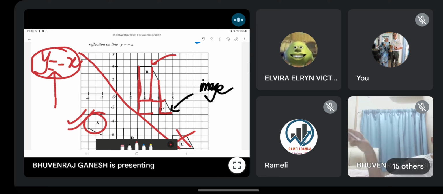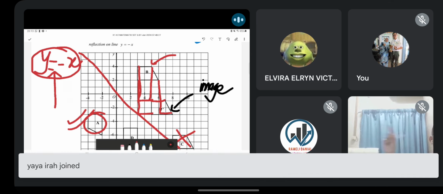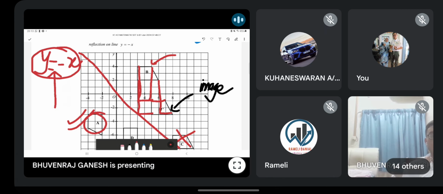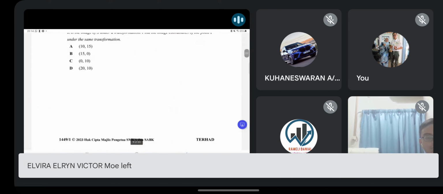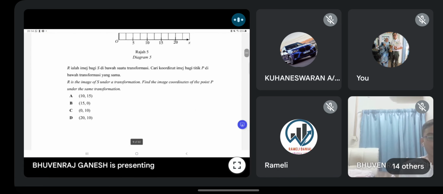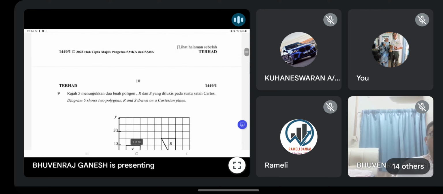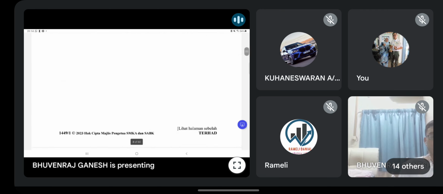Okay, the distance before and after the reflection, you must remember it must be the same. Jarak sebelum pantulan dan selepas pantulan kena sama. That's why A is the answer. Okay, guys. Any more questions? 1 sampai 10? Everyone here? Apa soalan lagi nak saya bincang? 1 to 10? Kalau tak ada, kita 11 to 20 ya. We continue to the next question.